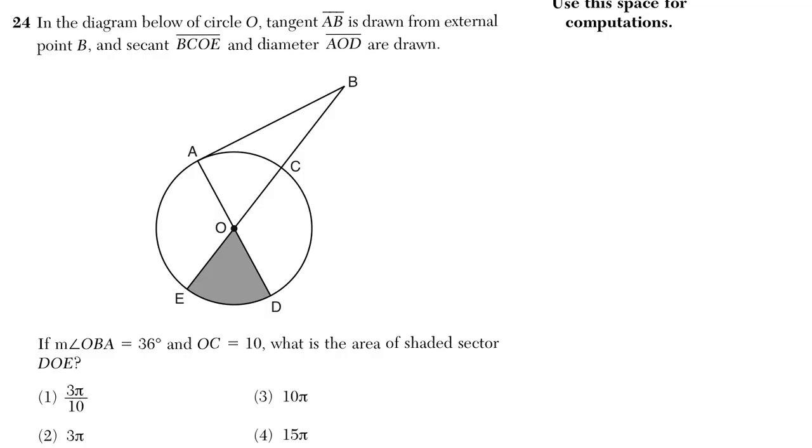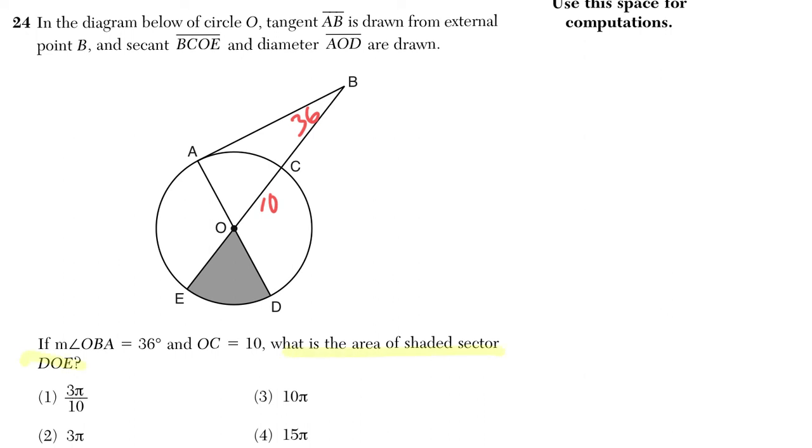Question number 24. In the diagram below, we've got circle O, tangent AB is drawn from external point B, and secant BCOE and diameter AOD are drawn. All right, and it says if angle OBA is 36 degrees, and I'm going to mark that up, 36, and OC is 10, what is the area of the shaded sector? All right, that's our objective.